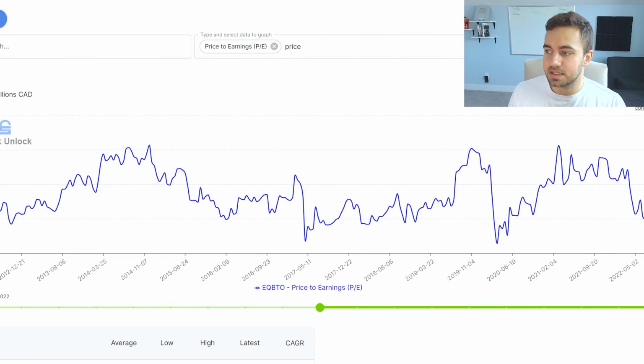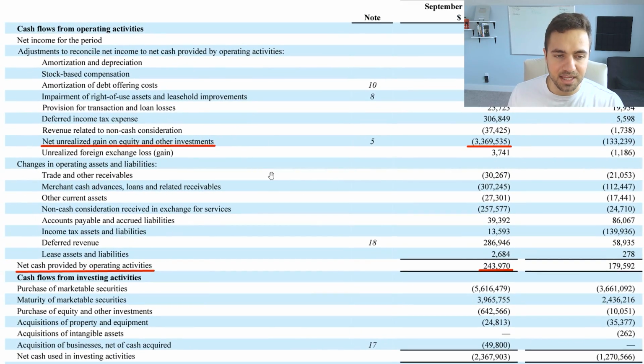So then I went and I took a further look through the company's financial statements. And right here on the cash flow statement, what the cash flow statement does is it removes all of the non-cash additions or expenses from the business to show you the actual cash flow or profits coming into the business. So right here on the cash flow statement, we can see that this massive number right here, about $3.4 billion, was net unrealized gains on their equity and other investments.